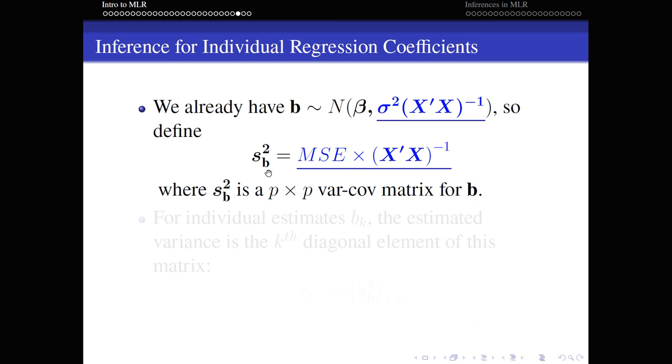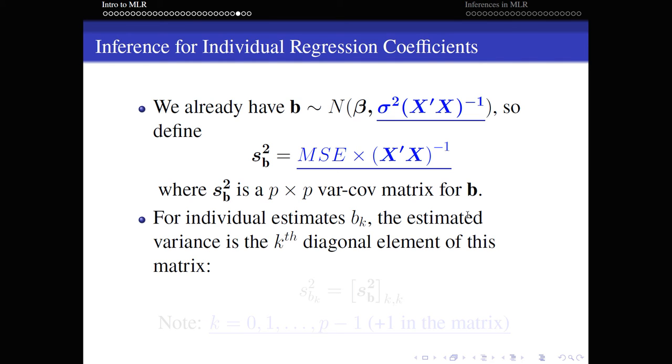So this estimated covariance matrix is just a p by p variance covariance matrix for the vector of parameter estimates. Again, recall that this is the variance covariance matrix, and all of our equations use standard errors. So if we need to get standard errors from the variance, we just take the square root of the values in the variance covariance matrix.